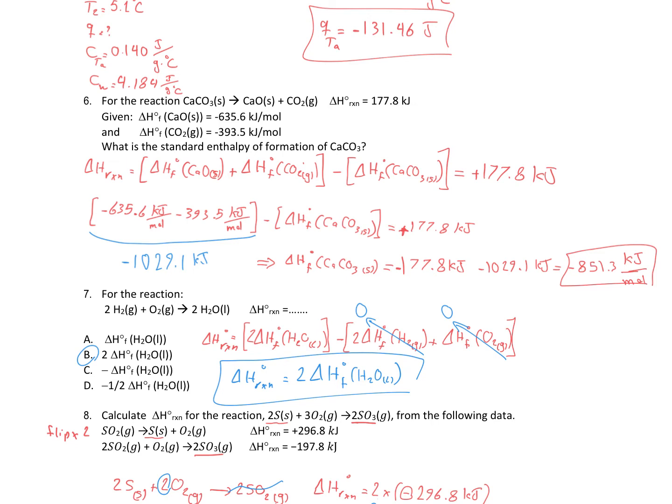So 1029.1 plus 177.8, because both of them are negative, we add them, and so it's negative 1206.9 kilojoule per mole. So that is the delta H of formation for calcium carbonate. So that is the answer. Okay, next, question number 7.